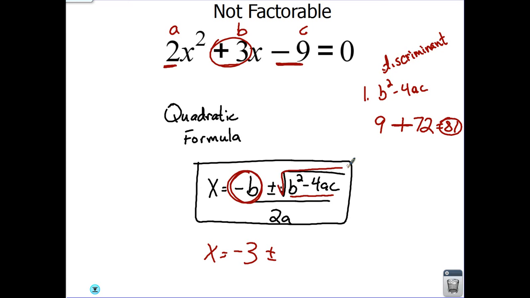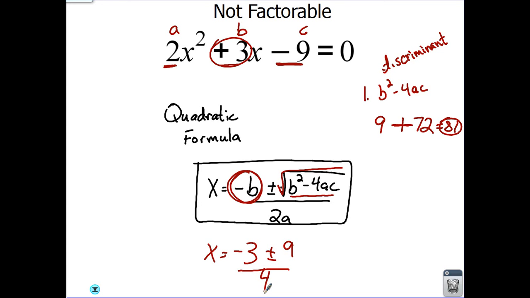Could you save yourself a step by going ahead and doing the square root of 81? Is 9. And like I said, this was the hardest part, hands down. So the square root of b squared minus 4ac, that was the square root of 81, which is 9. Okay, all divided by 2 times a. A is 2, so that's 4. There's your two answers.